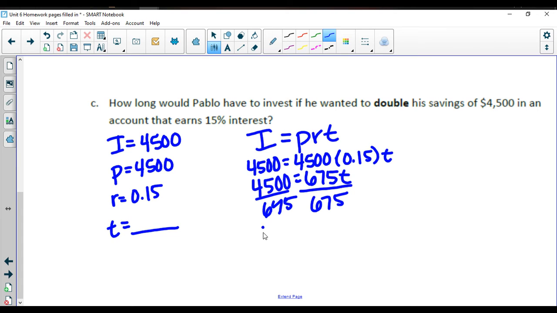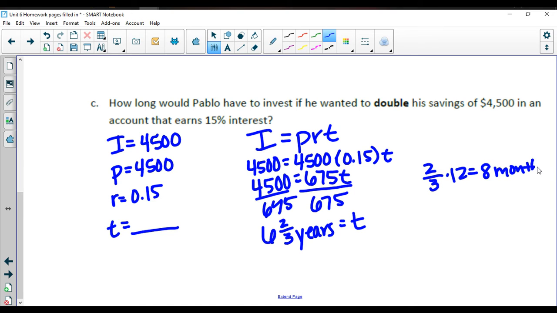So if I'm trying to be specific, if I actually flip that over, 6 2/3 years is equal to my time. 2/3 times 12 is going to actually give me 8 months. So if I'm trying to be super specific, it would be 6 years and 8 months that he would have to invest to double it. And it's kind of cool that he would be able to calculate that amount.